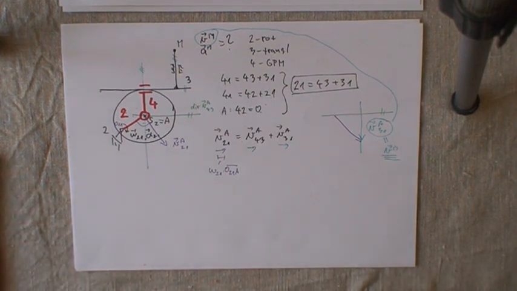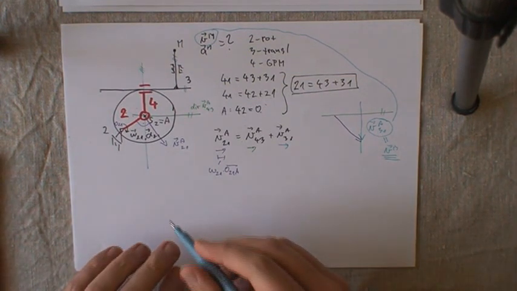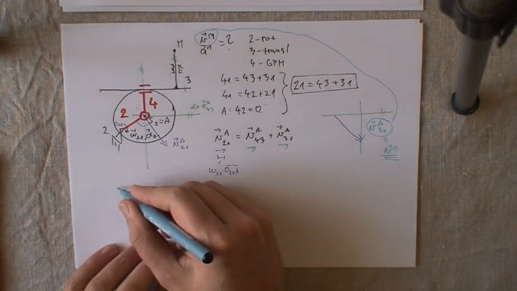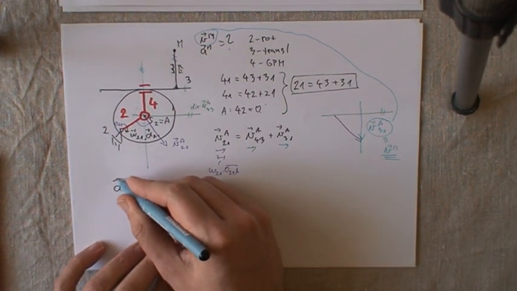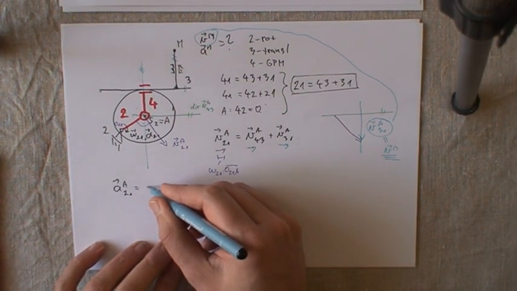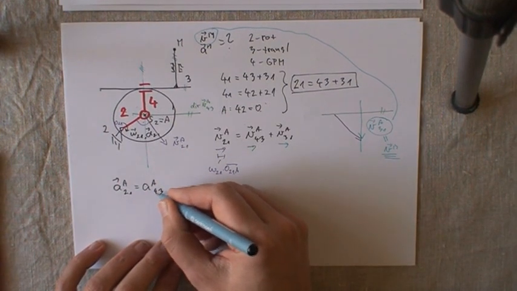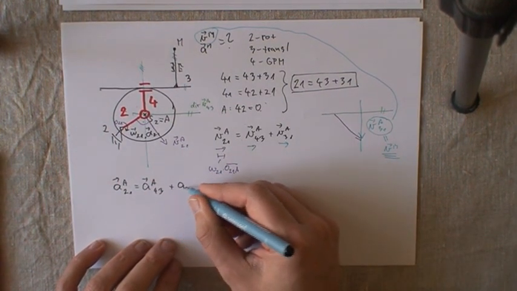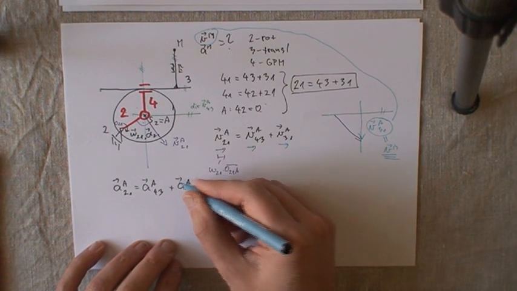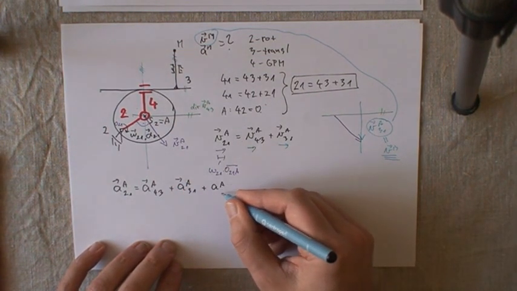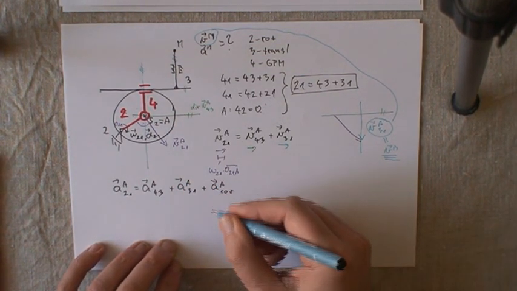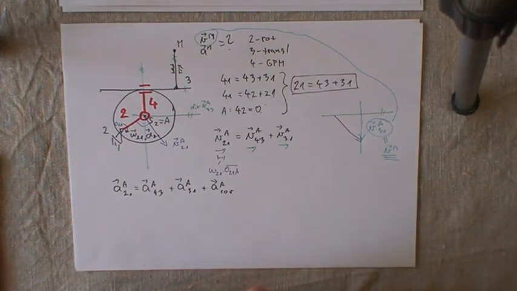So we can now move to accelerations. So AA21 equals AA43 plus AA31 plus AA Coriolis. And again, we will solve this equation by taking one component at a time.